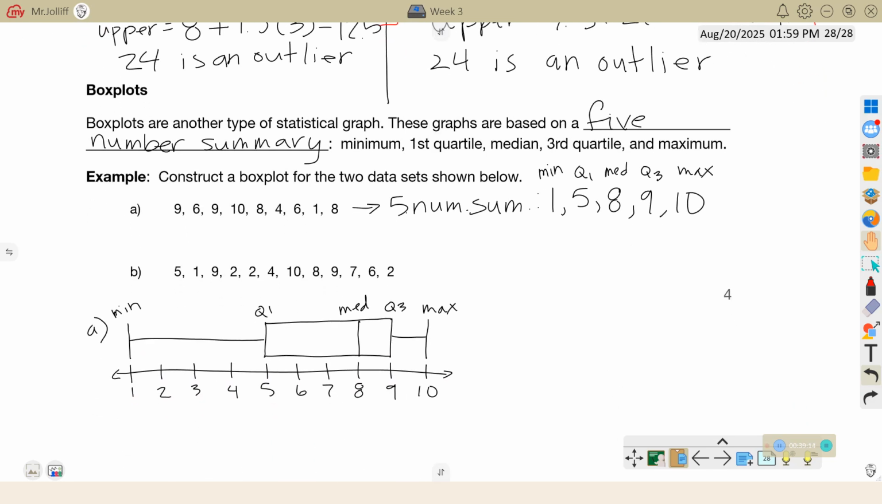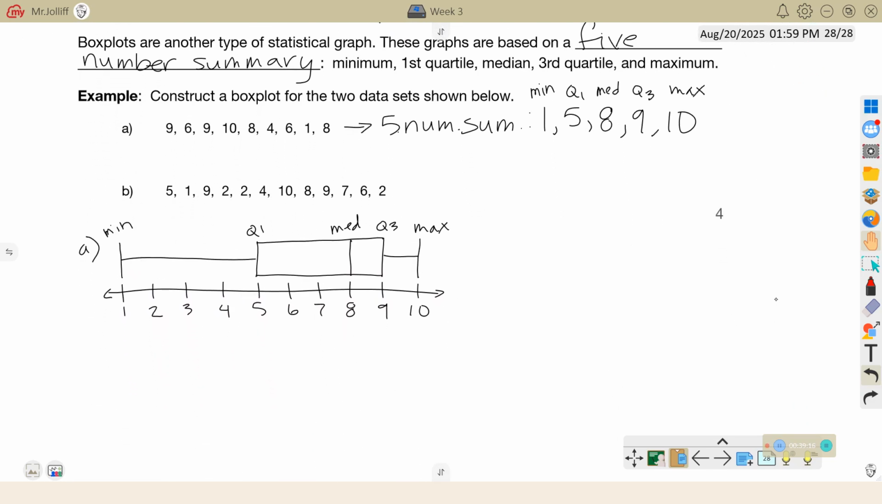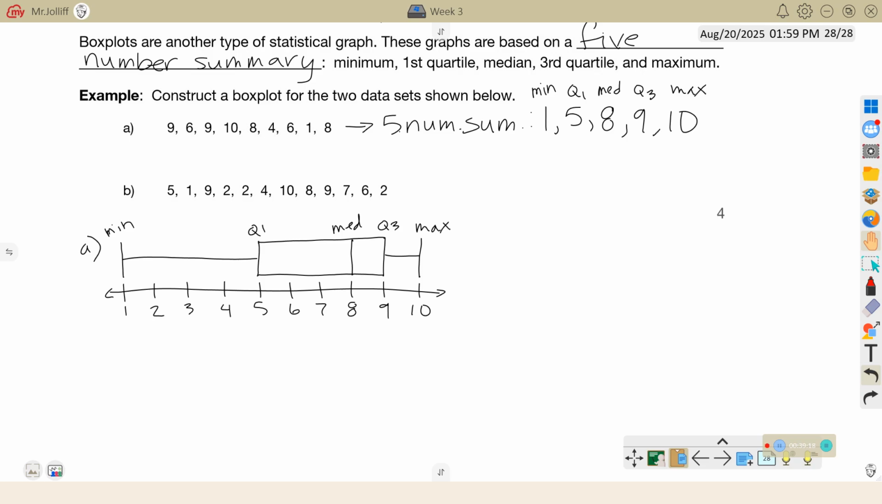Okay, what I would like you to do is I want you in your small groups to do what I did for A for B, data set B. Box plot for B, I'm going to give you about 4 minutes, 5-number summary, box plot. I'm going to have one or two of you come up and put it on the board.